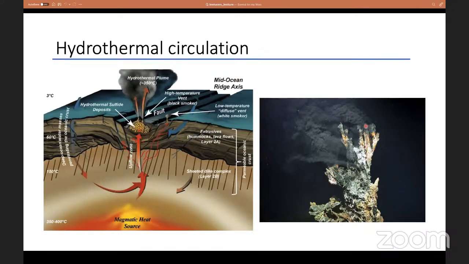And the reason they have this black smoke is because when you have a superheated 350 degree fluid interacting with cold seawater, it results in instant precipitation of metals. So the black smoke that you see here is mainly iron and zinc precipitating out immediately because of a temperature difference.